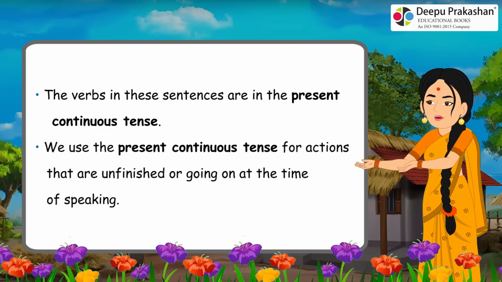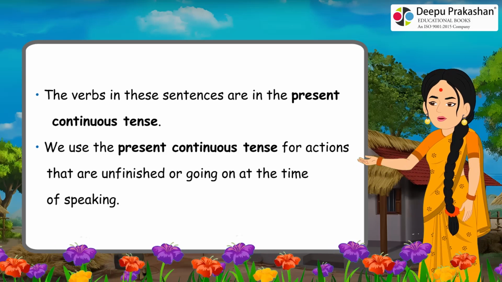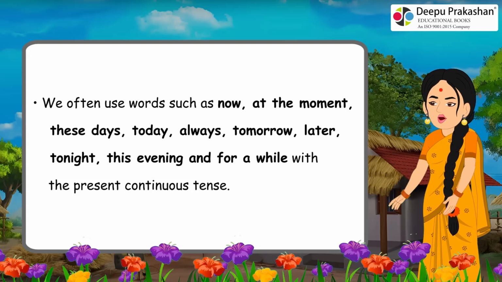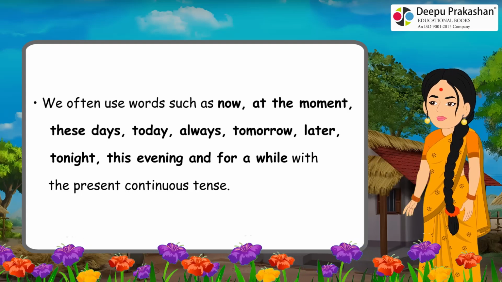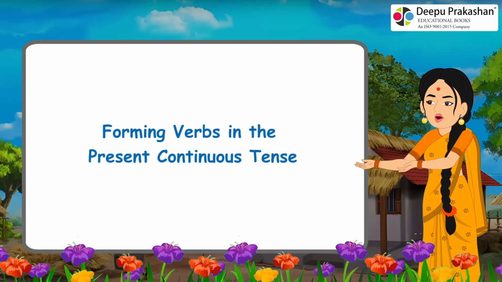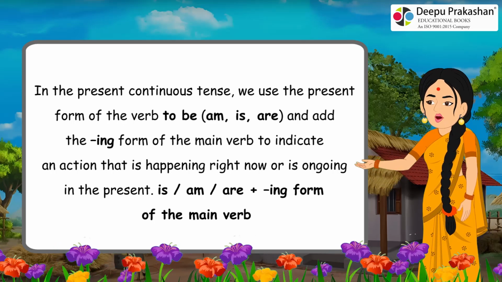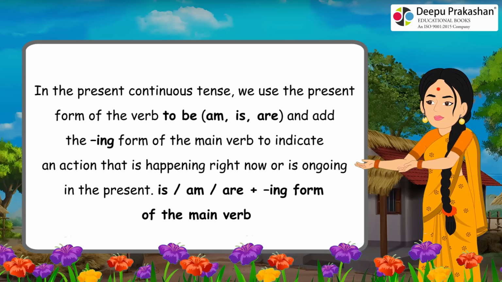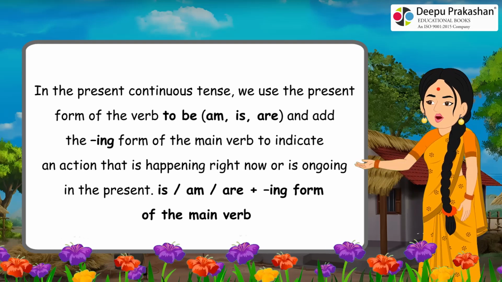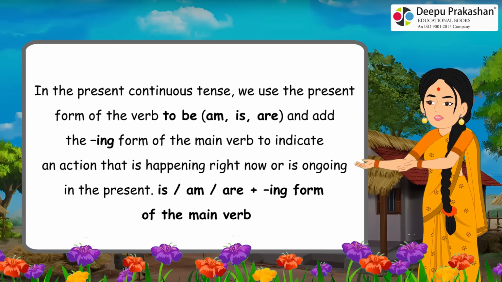We use the present continuous tense for actions that are unfinished or going on at the time of speaking. We often use words such as now, at the moment, these days, today, always, tomorrow, later, tonight, this evening, and for a while with the present continuous tense. Forming verbs in the present continuous tense. In the present continuous tense, we use the present form of the verb to be, am, is, are, and add the ing form of the main verb to indicate an action that is happening right now or is ongoing in the present. Is or am or are plus ing form of the main verb.